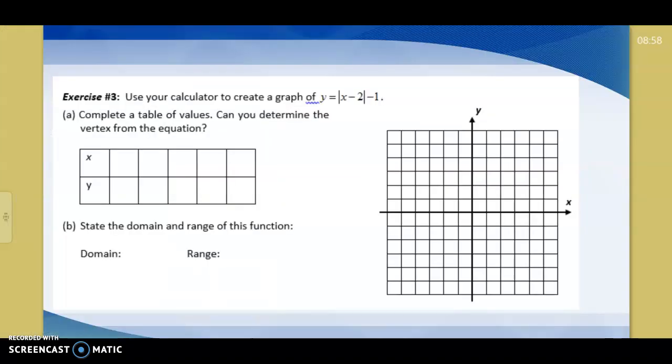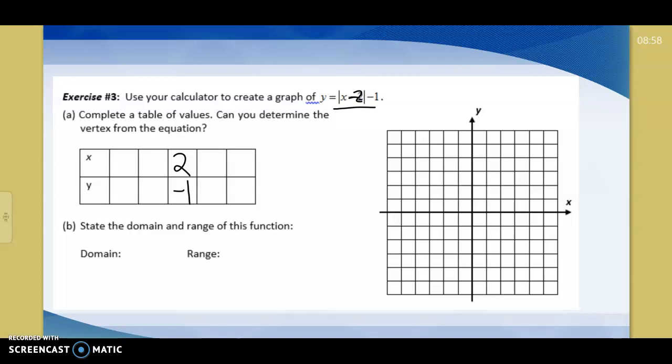We're asked to use our calculator to create a graph of the absolute value of x minus 2, minus 1. But let's see if we can determine the vertex without the calculator, okay? So let's determine that turning point. Well, remember, it comes to us from inside the absolute value. So in this case, it's negative 2, but it's always the opposite, so it's positive 2. I'm going to put it right in the middle of the table so I can put numbers on either side. And then the y value is always the exact same. So there we have the turning point.